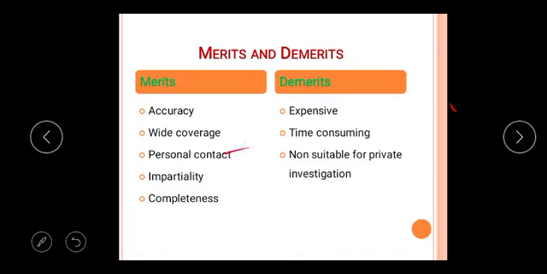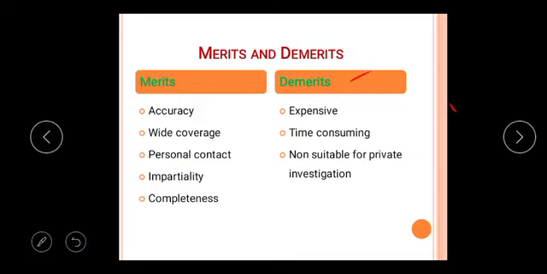Dear students, as the enumerators themselves do not need the required information, because they are only helping the investigators in the collection of data, the enumerators are impartial to the nature of information that they obtain. Schedules have the merit of completeness because these are filled in by the enumerators themselves. That is, the researcher can get complete answers to all the questions in the questionnaire.